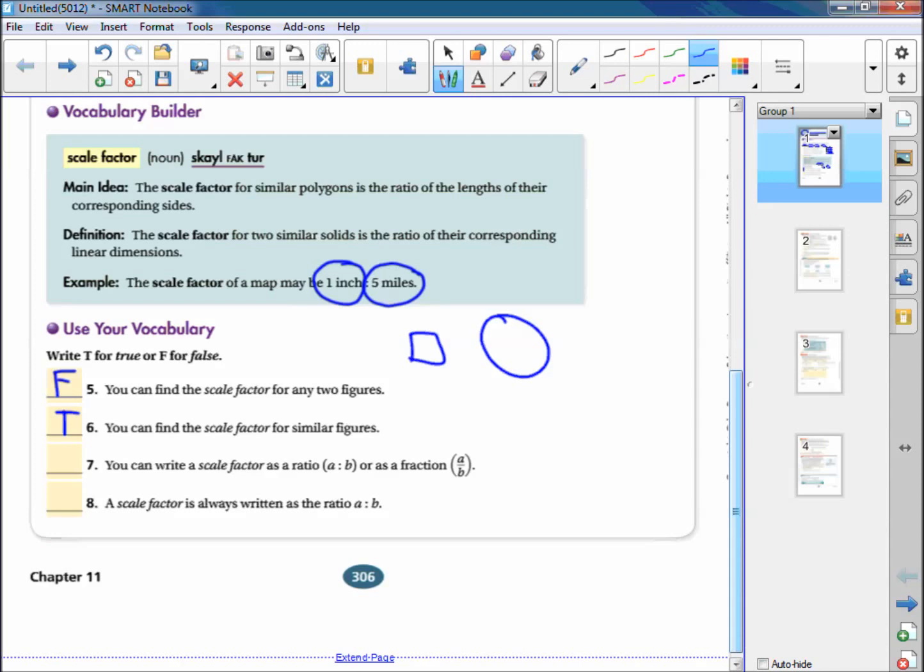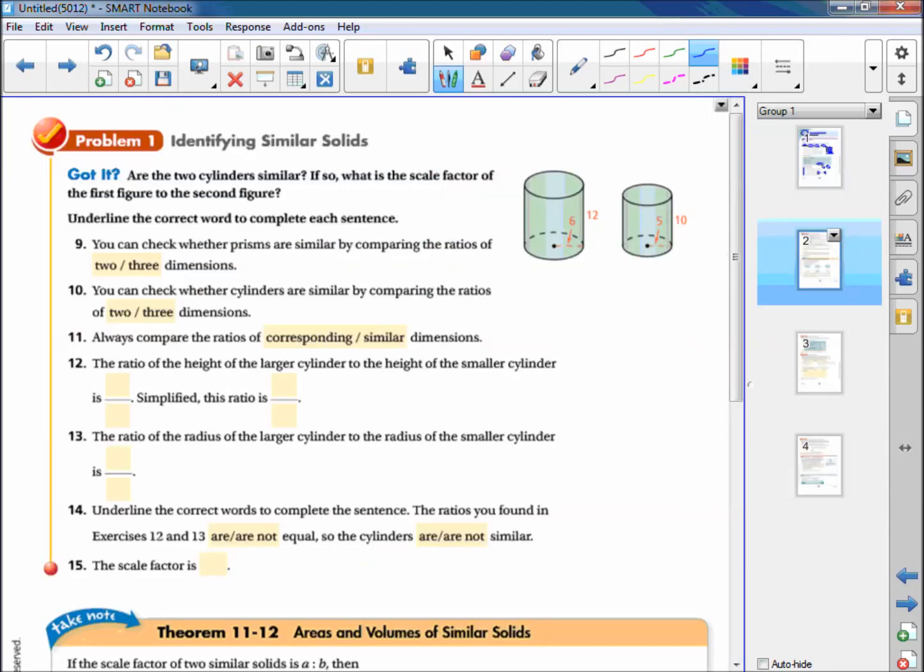You can write a scale factor as a ratio of A to B or as a fraction of A to B. This is true. Remember, a scale factor is just a ratio comparison of the two things. So in this case, we can compare with the colon, or we can compare here with the fraction. Scale factor is always written as a ratio of A to B, and that's false. We could write it as a fraction. We could also do B to A, so there's many ways to do it. All right, let's flip it over and check out page 2.